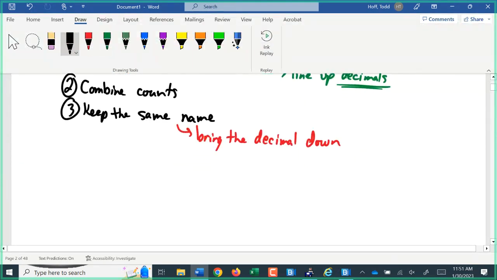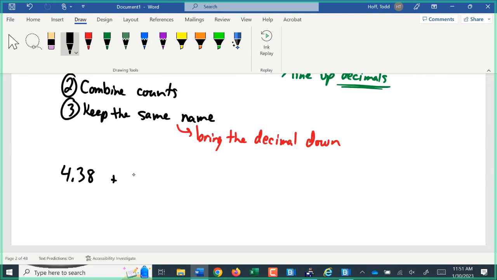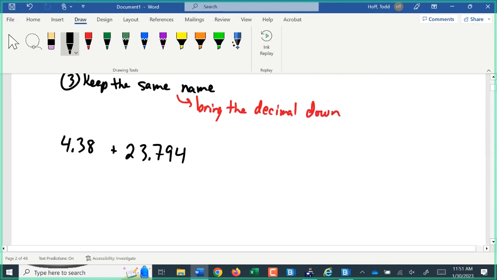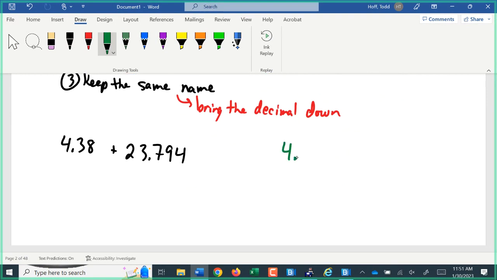So as we look at adding two decimal numbers, we might have 4.38 plus 23.794. So when I go to add these, I'll write my first number. Now, it doesn't matter which one you write first. I am usually used to writing the number with the most digits first, but you really don't have to. We could put the shorter number first.